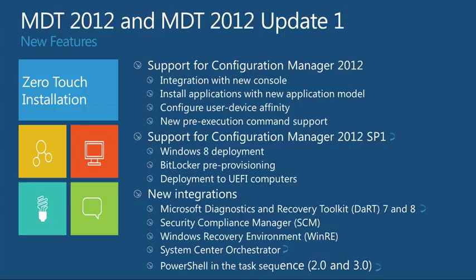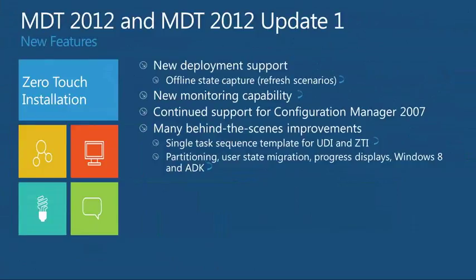We can now deploy Windows 8 when Config Manager 2012 SP1 is out. The beta for that is due very, very soon. We can do BitLocker pre-provisioning, which again is tied to SP1 and the ADK. We can do UEFI deployments, which is tied to SP1. We've integrated Dart version 7 and version 8. We have the same SCM integration for the local GPO packs. We have System Center Orchestrator, PowerShell in the task sequence. Offline state capture for ZTI scenarios. We've integrated monitoring. We will continue to support Config Manager 2007, so we're not dropping anything. And a whole bunch of things behind the scenes, like what we talked about for merging the UDI and ZTI task sequences together.